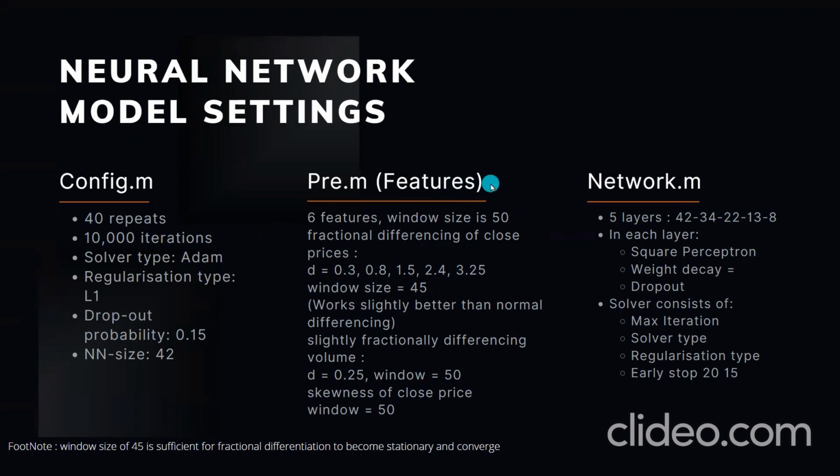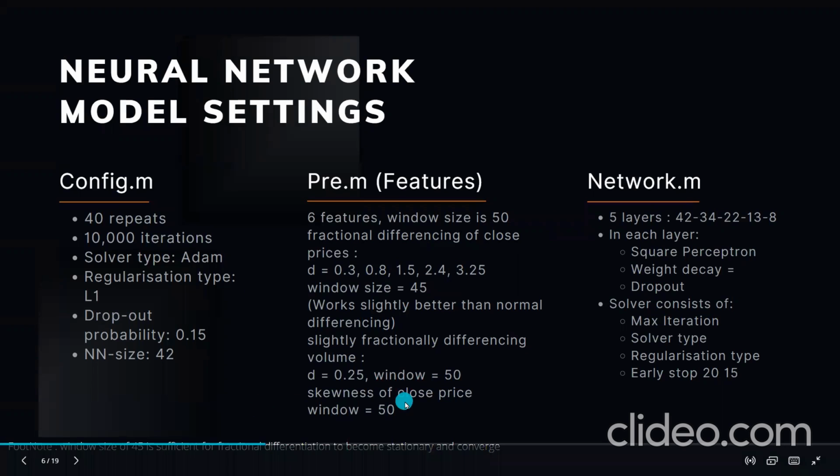The features that we come to, there's actually 7 features, are fractionally differentiated features at these levels. And for the volume, we slightly differentiate to try and make it more stationary. And then the skewness also turns out to be slightly useful.